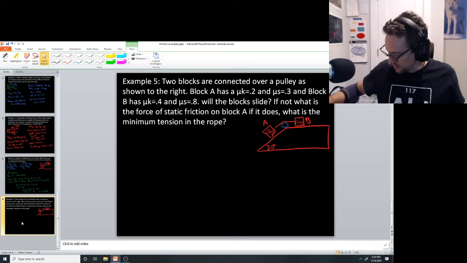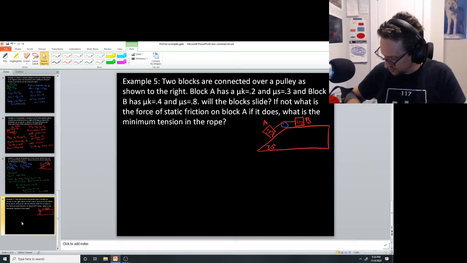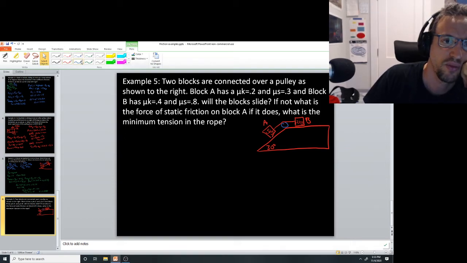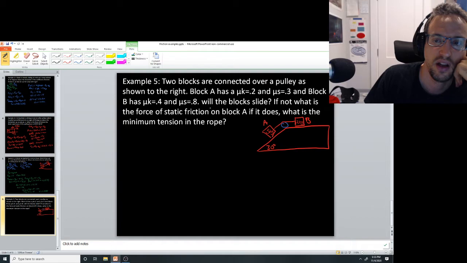All right, last one. Okay, so 2 blocks. They're sitting. One of them's on a ramp, one of them's not. I want to know what the tension in the rope is if they slide or don't slide. So the first thing we got to do is figure out if they slide.